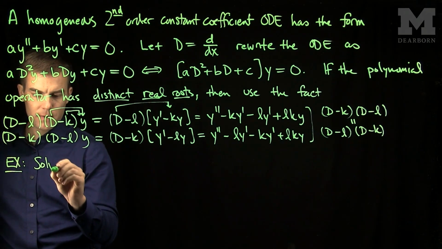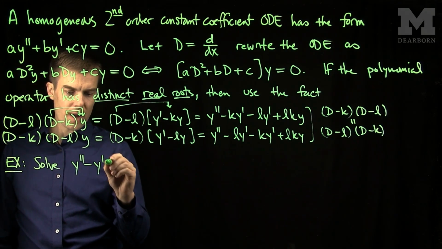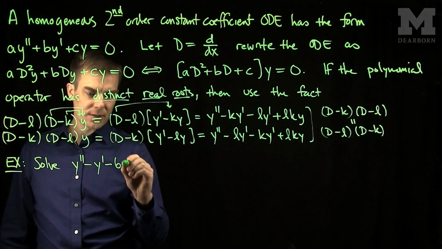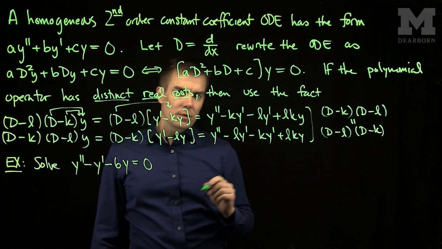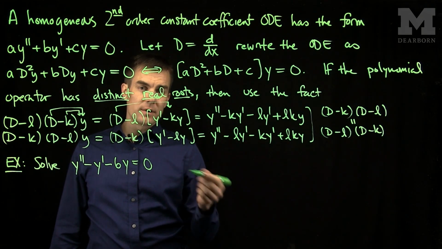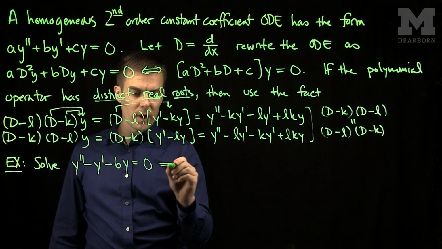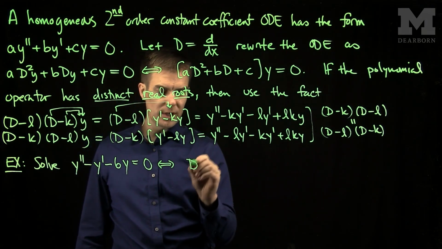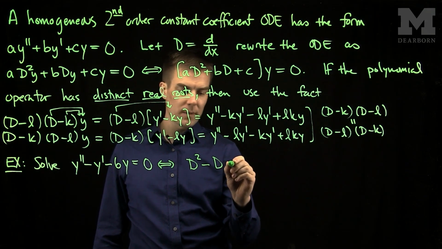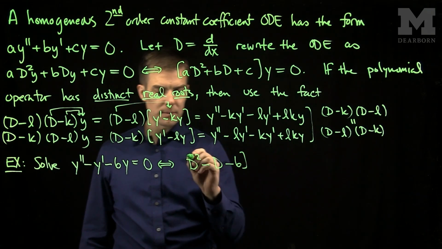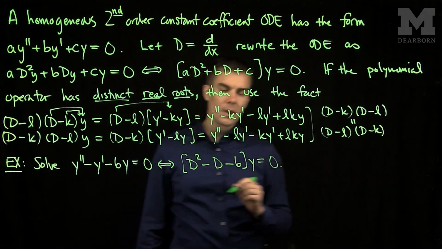Let's solve y double prime minus y prime minus 6y equals 0. To solve this problem, we will write the differential equation in symbolic differential operator notation. Our equation is equivalent to D squared, 2 derivatives, minus D, 1 derivative, minus 6 applied to y being equal to 0.